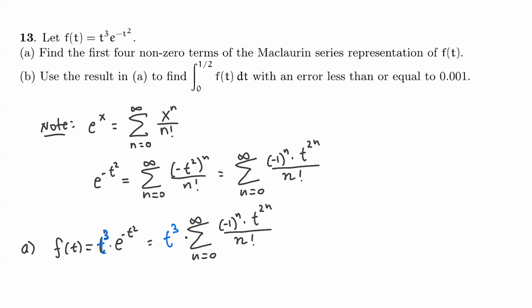Now it becomes clear why we did what we did before. So what do we do with this t cubed? We introduce it inside of the series. So we're going to get the sum from n equals 0 to infinity of (-1)^n times t^(2n+3), and then all of this divided by n factorial.